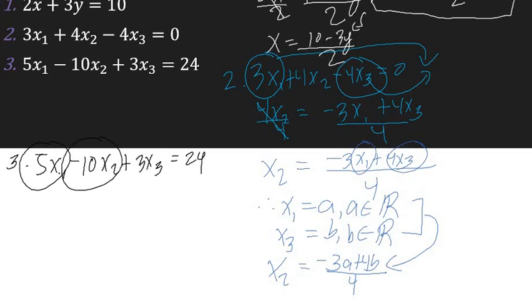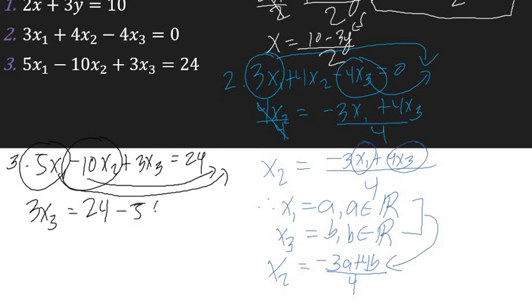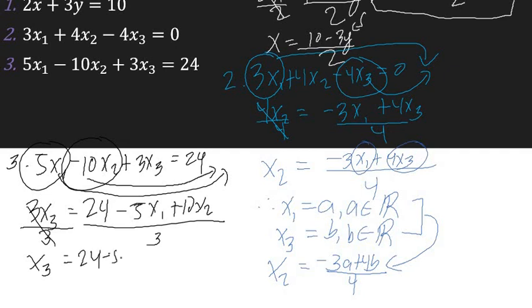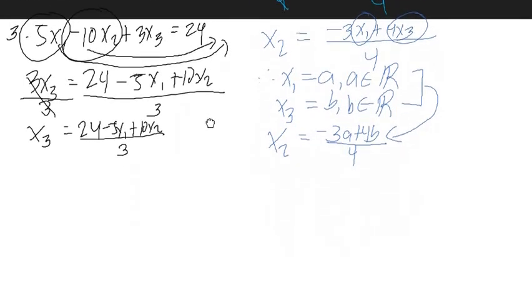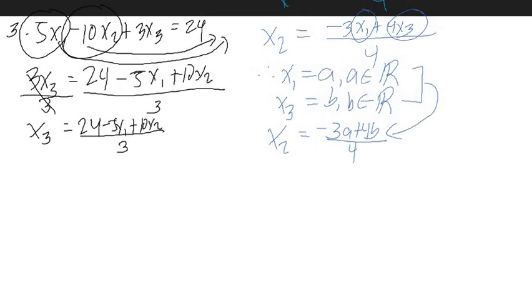I would now like to transpose the first two terms to the other side. So I will now have 3x sub 3 is equal to 24 minus 5x sub 1 plus 10x sub 2. Dividing both sides by 3, I will now have x sub 3 is equal to (24 minus 5x sub 1 plus 10x sub 2) all over 3. We don't have space, so let's pull that up again. There you go. Now we can see that x sub 1 and x sub 2 are our free variables.